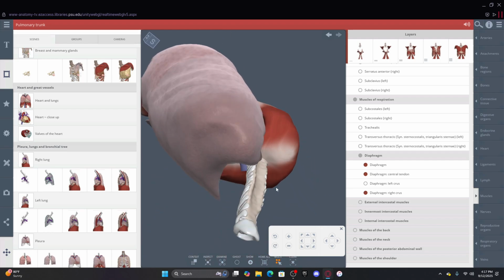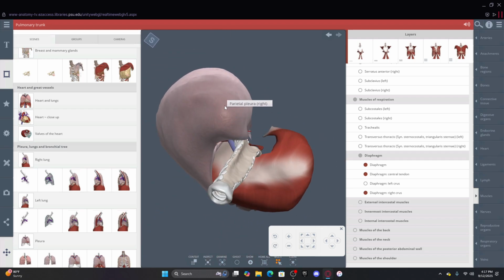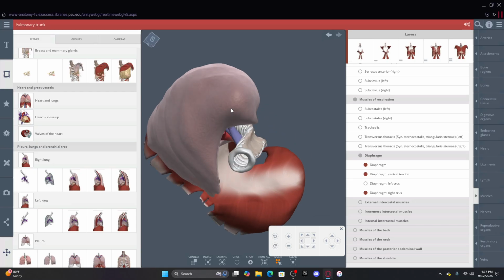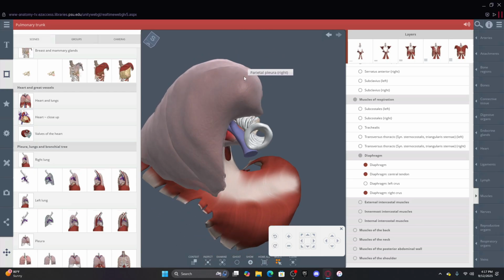And the last structure that we need to know is the apex of the lung. The apex of the lung is just the highest point, and that would be right here.